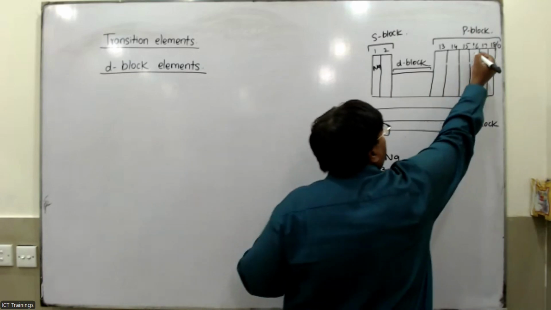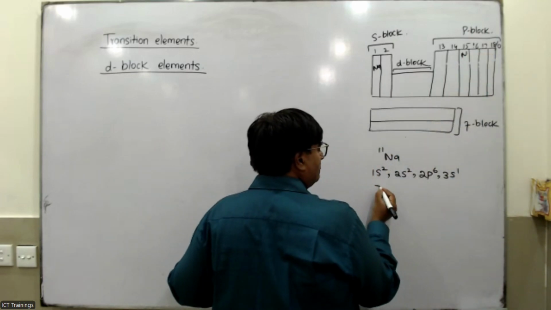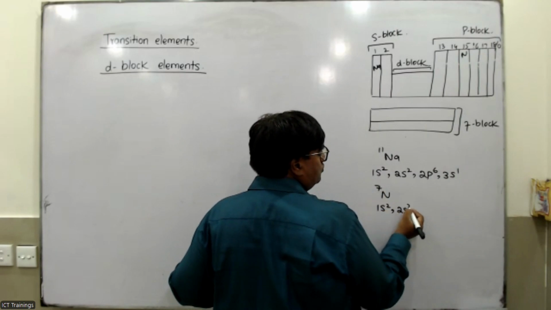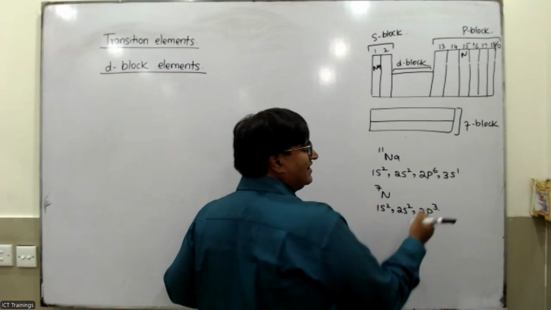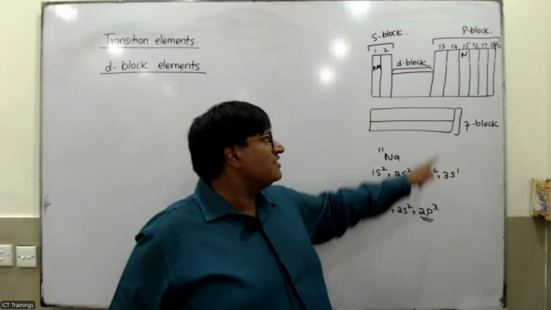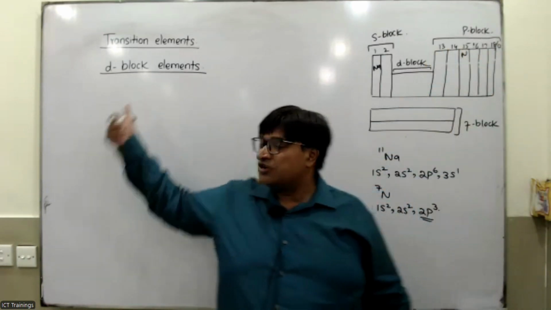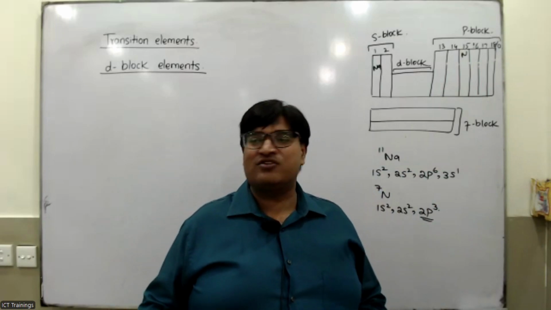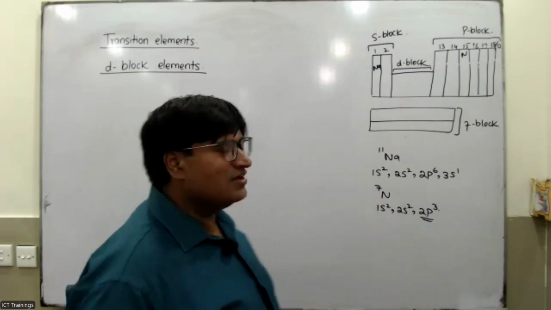If you take an example from group 15, nitrogen. Nitrogen has the proton number 7, so 1s2, 2s2, and 2p3. The last electron has entered the p orbital, so that is why these are called p block elements. So d block elements are those elements where, when you fill the electrons in the orbitals, the last electron enters the d orbital.